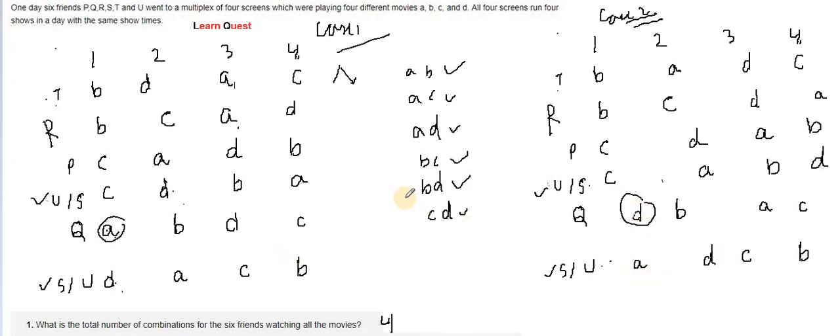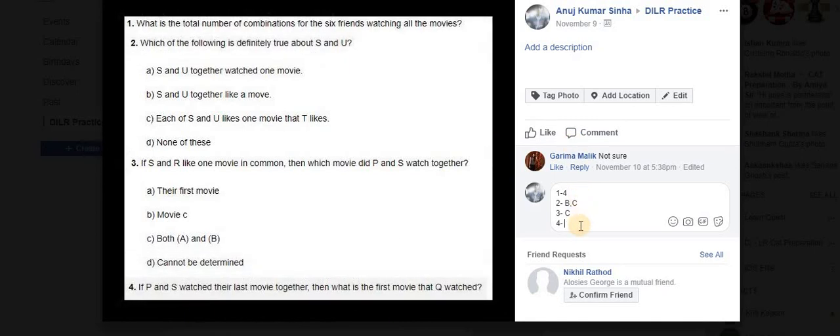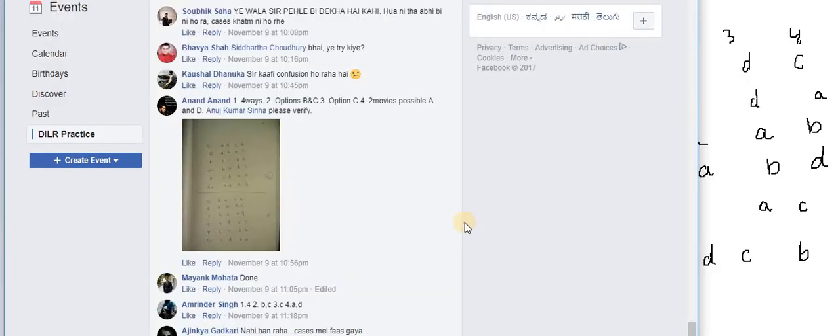So for this fourth question, the answer will be A or D. Q watched A or D, or CBD also you can say. We cannot determine if they watched A or D. It could be CBD, or one of A or D. So these are the answers for the fourth question. Right? So I hope this question is clear now.